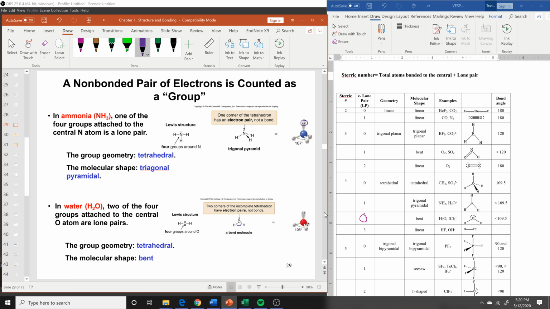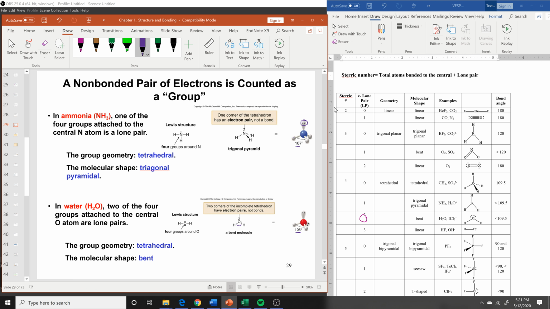This is the angle here, and the angle is going to be less than 109.5, way less than 109.5. Two lone pairs are going to squish the two hydrogen bonds more. So the bond angle in this case is going to be 105, compared to 107 for only one lone pair.